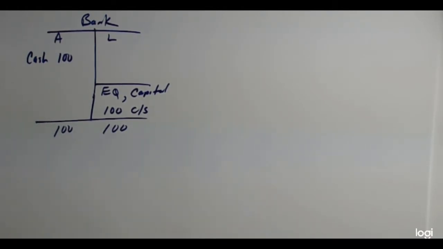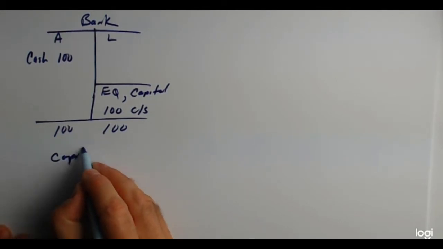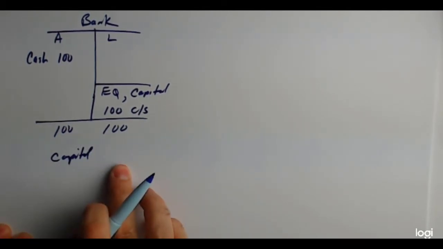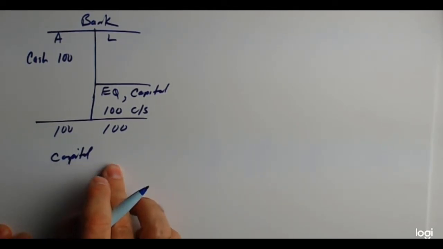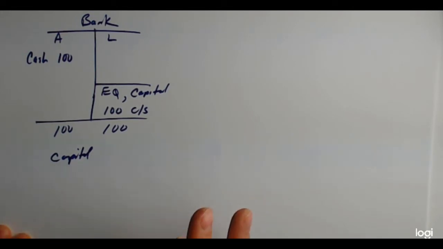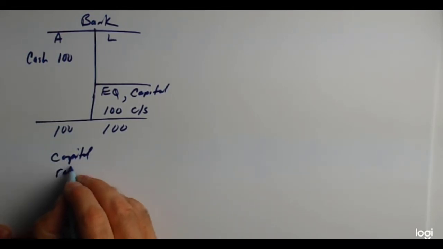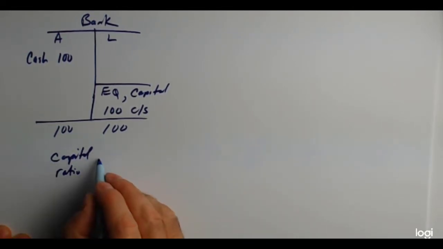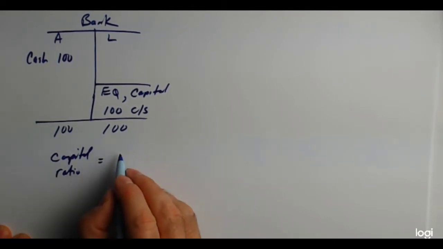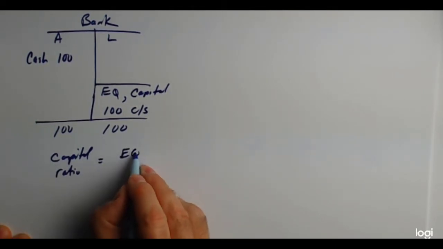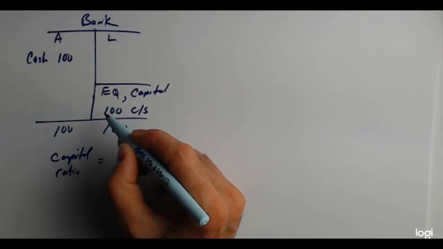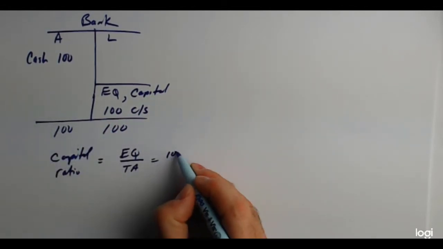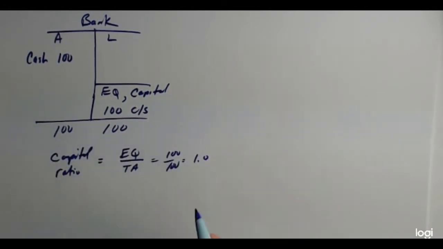Now, before we go further, let's look at a basic capital ratio. There are lots of other capital ratios that we're going to look at later on, like risk-adjusted capital ratios and so on. So we first just want to get a handle on what this is about. The very basic one, the old-fashioned one because it's very simple to calculate, takes the equity, the capital, divided by the total assets. In this case, it's 100 over 100, and it's just 1.